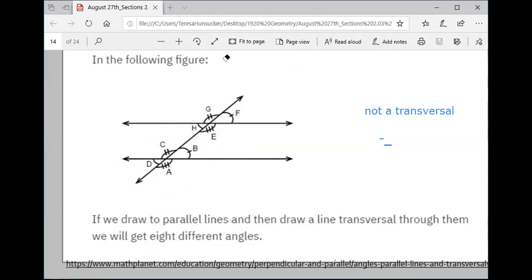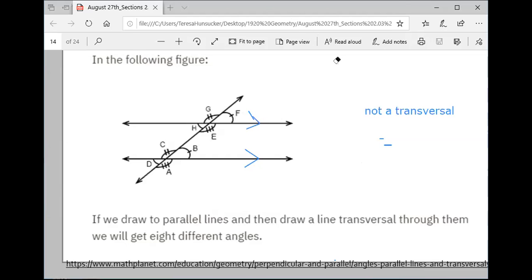Okay. Now we do use little arrows on the line to indicate that they are parallel. So if I make little arrows, okay? Since they both have one set of arrows, then they are parallel. Okay. With that said, we have 8 angles that are formed, right?